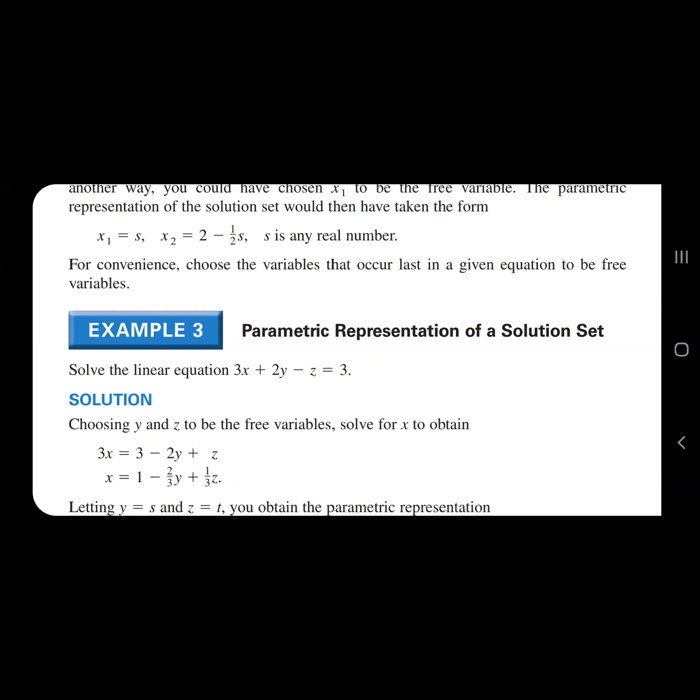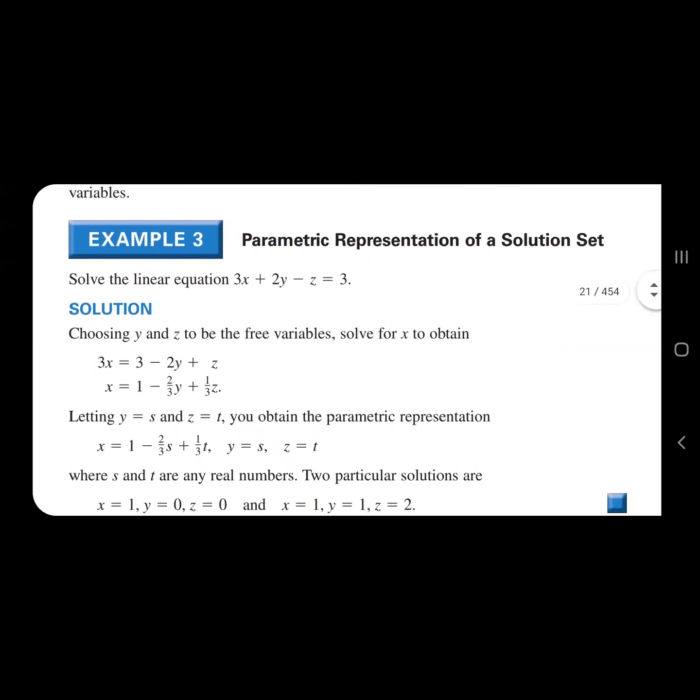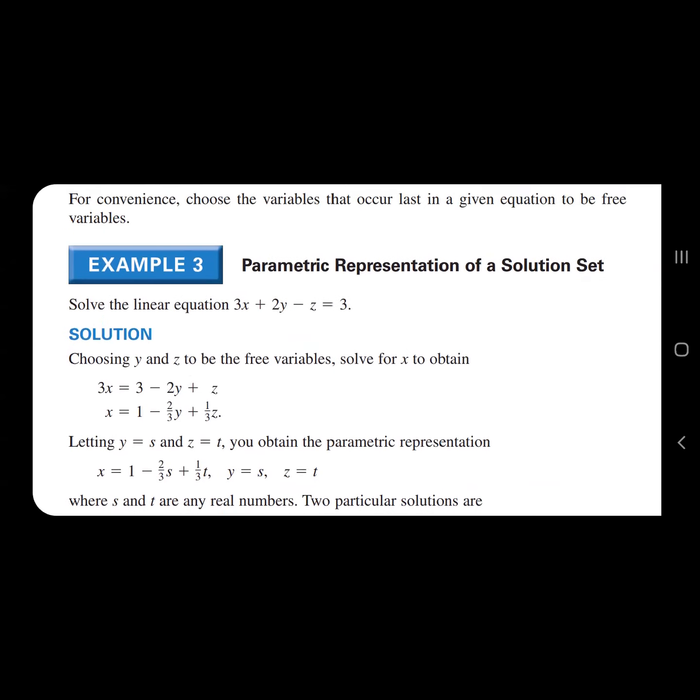Generally speaking, if you take the number of variables minus the number of equations, that's going to tell you how many parameters you need. In this example, there are 3 variables and 1 equation. 3 minus 1 equals 2, and that's why I need 2 parameters. You'll see, that's going to make a lot of sense. Anyway, I'm letting z equal t and y equal s. And now x is equal to 1 minus 2/3 s plus 1/3 t. I'm just solving for x in terms of the other two.